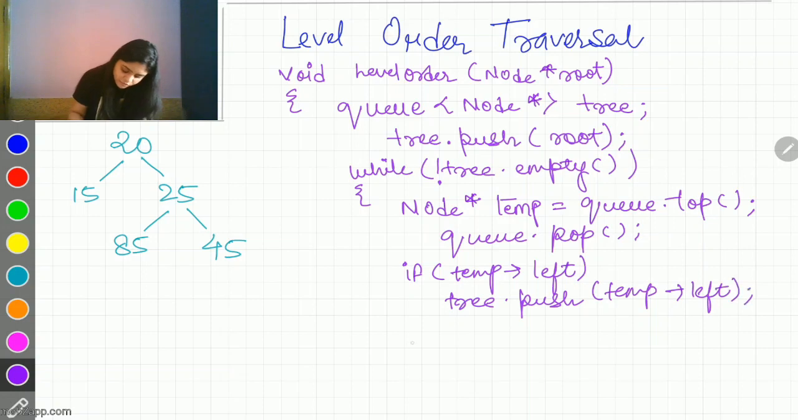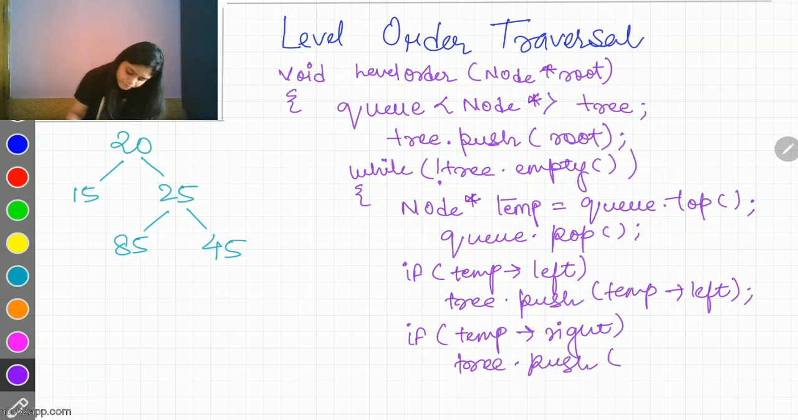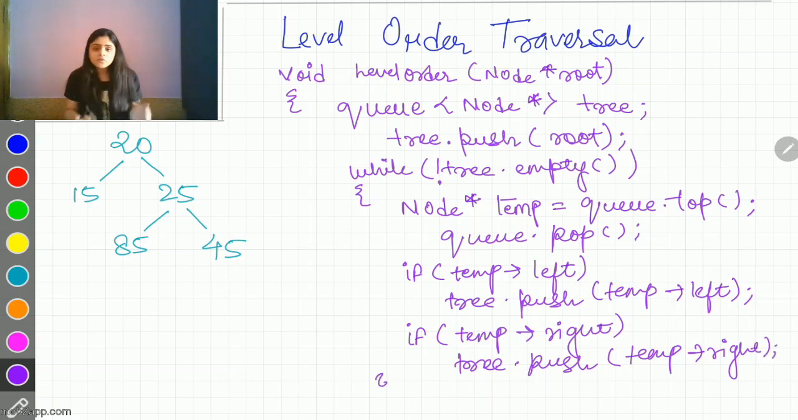And the same thing we'll do for the right. If there is something in my right, then we will push it in our queue. So this is the code, and we will end the function here. Now let's dry run this code and understand how it actually functions.